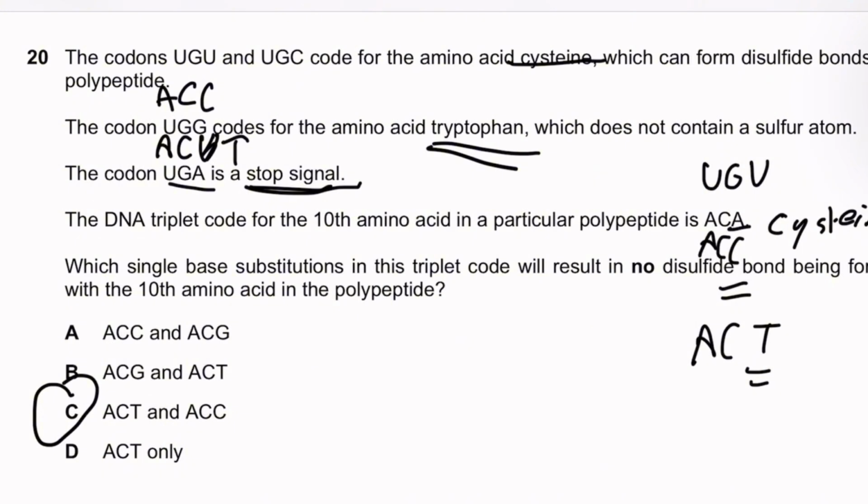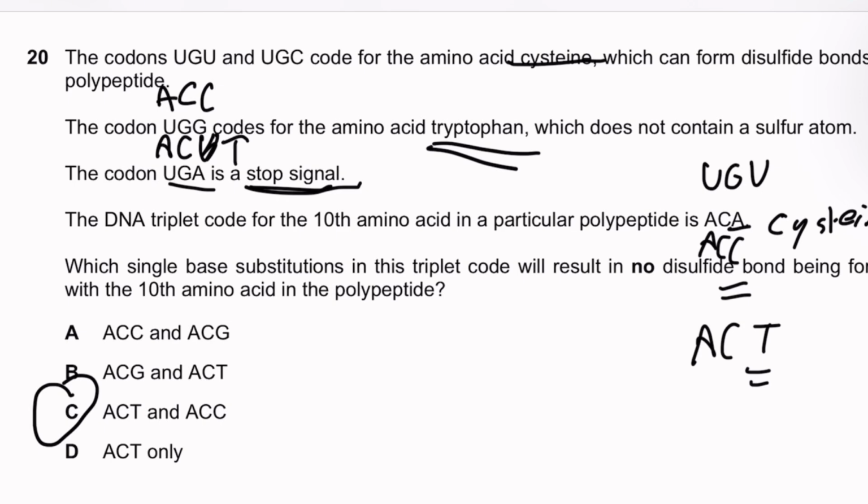Let me repeat this really quickly. He said here that we have specific codons for specific amino acids: UGU and UGC being for cysteine, UGG for tryptophan, UGA is a stop signal, and he said that the DNA triplet code for the 10th amino acid in a particular polypeptide is ACA.